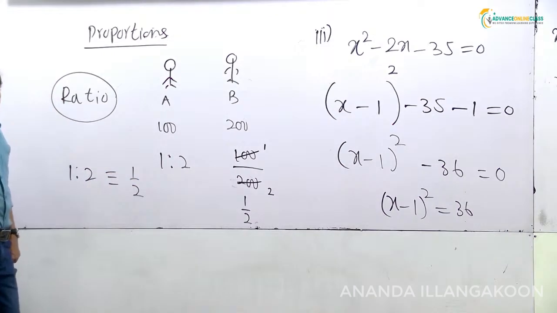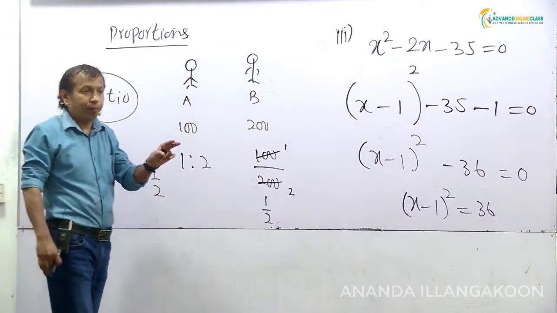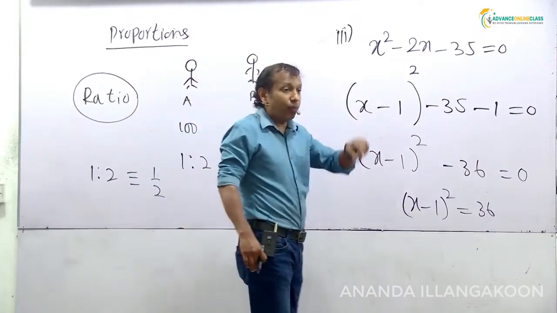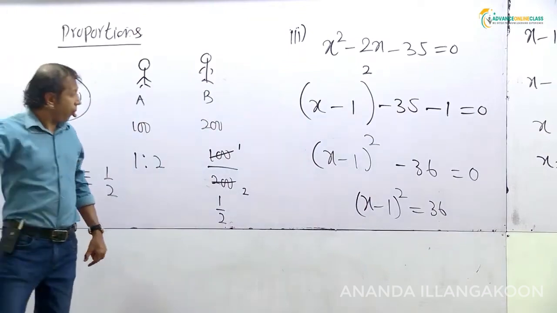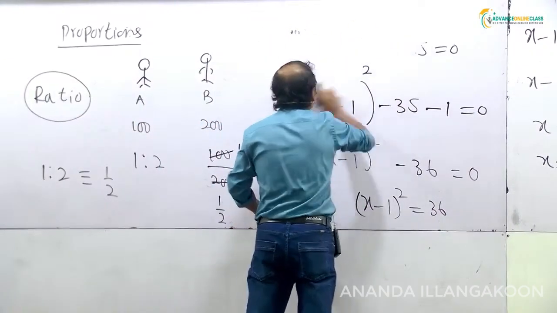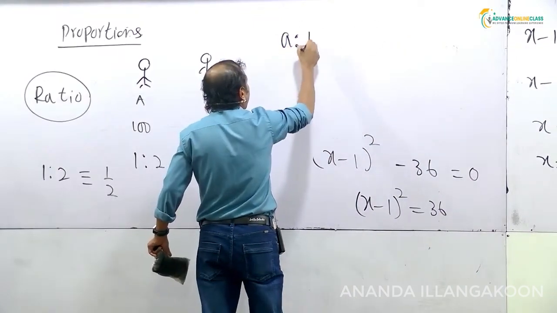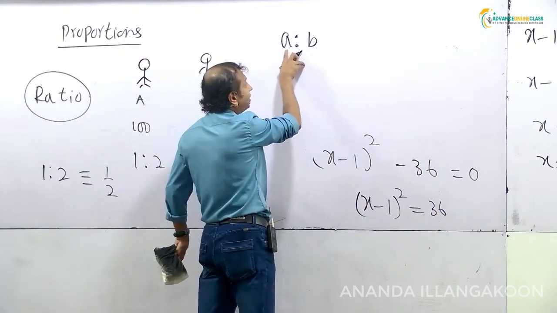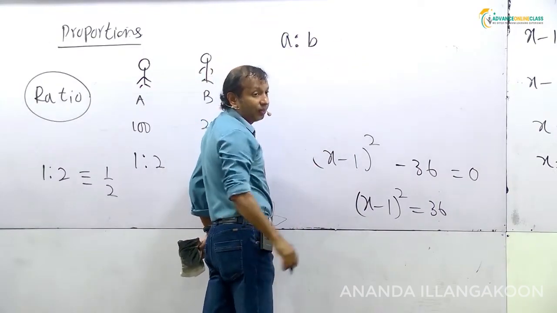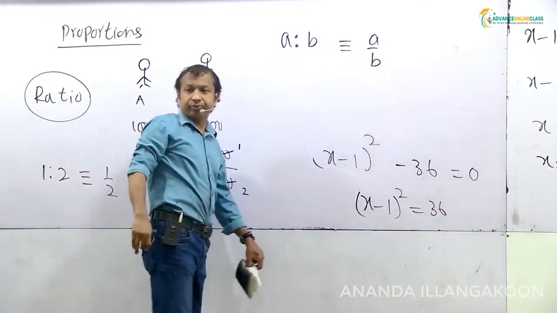Understood? Ratio means, people, between two or more values, the simplest form is a ratio. So now, when I consider A is to B, what is the corresponding fraction? A divided by B. The first number comes into the numerator, the second one comes into the denominator. The corresponding fraction is, people, A upon B. Understand?